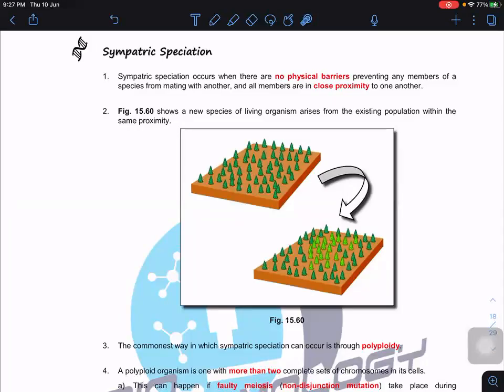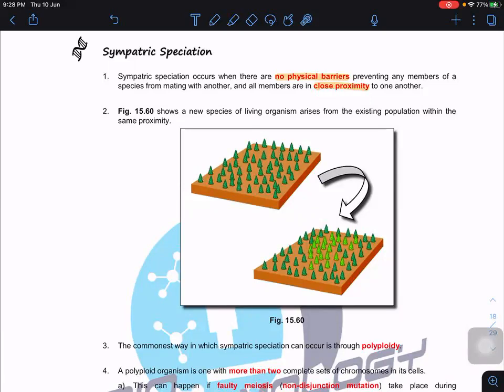Okay, so we continue with sympatric speciation, which is totally different from allopatric speciation. Sympatric speciation occurs when there are no physical barriers, no physical barrier preventing any member of the species from mating with another. So it means that they are in close proximity. They still can interbreed, but they are within close proximity.